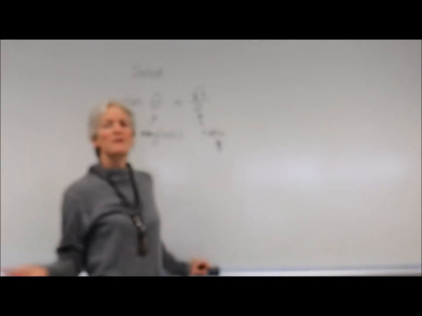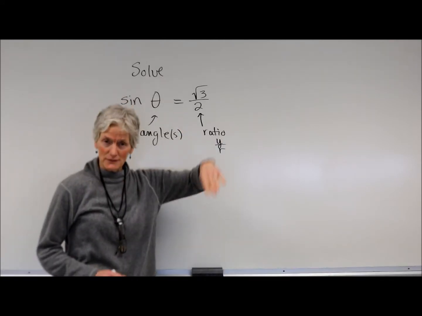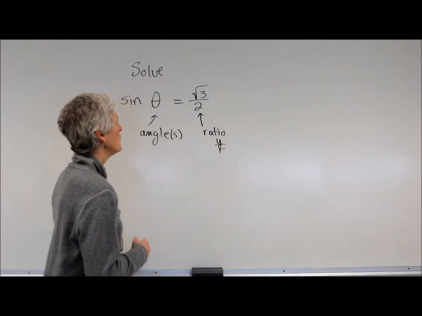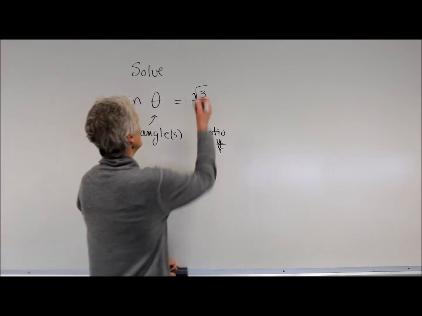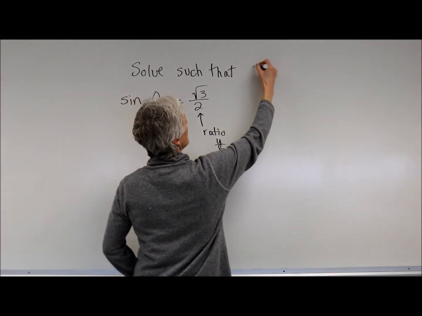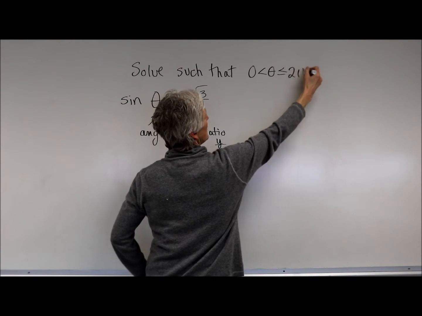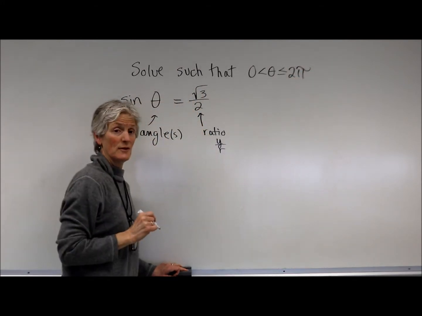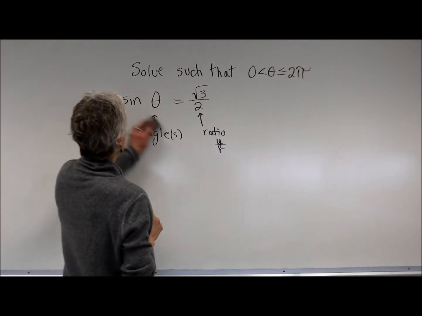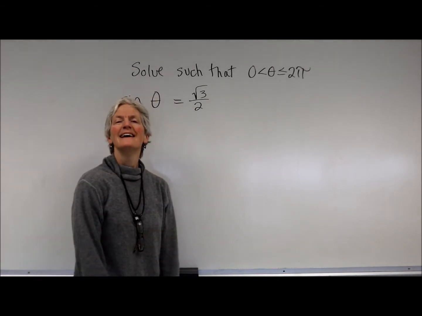Whenever we're solving these trig equations, because they are cyclical functions, we always have to give a domain. Solve such that theta is greater than 0 and less than or equal to 2 pi. Am I still on the screen there? Absolutely. That domain gives you the parameters for the angle you want.